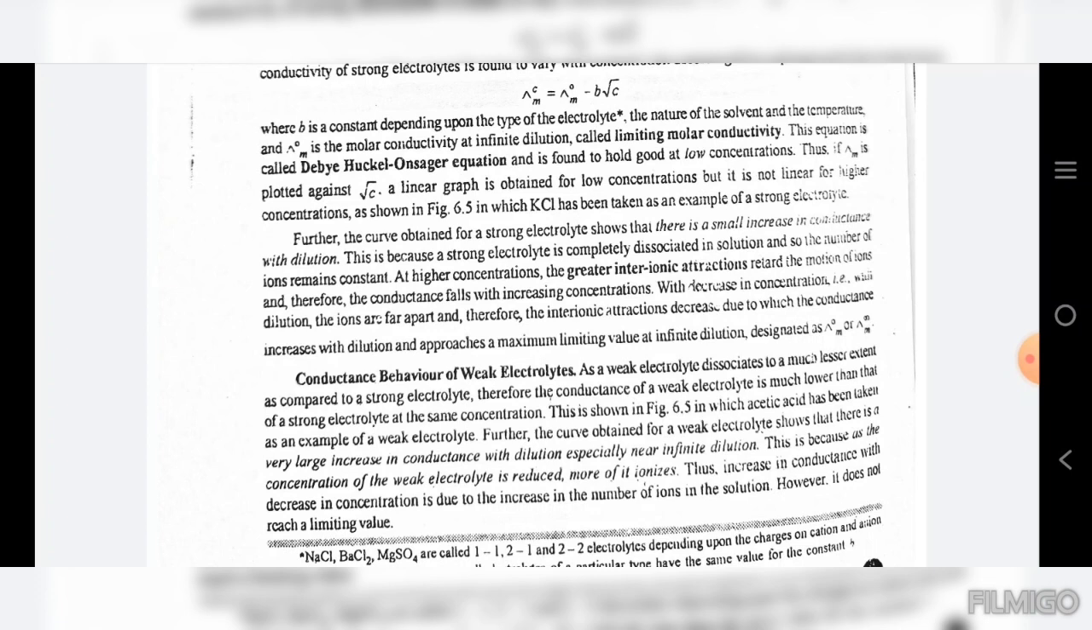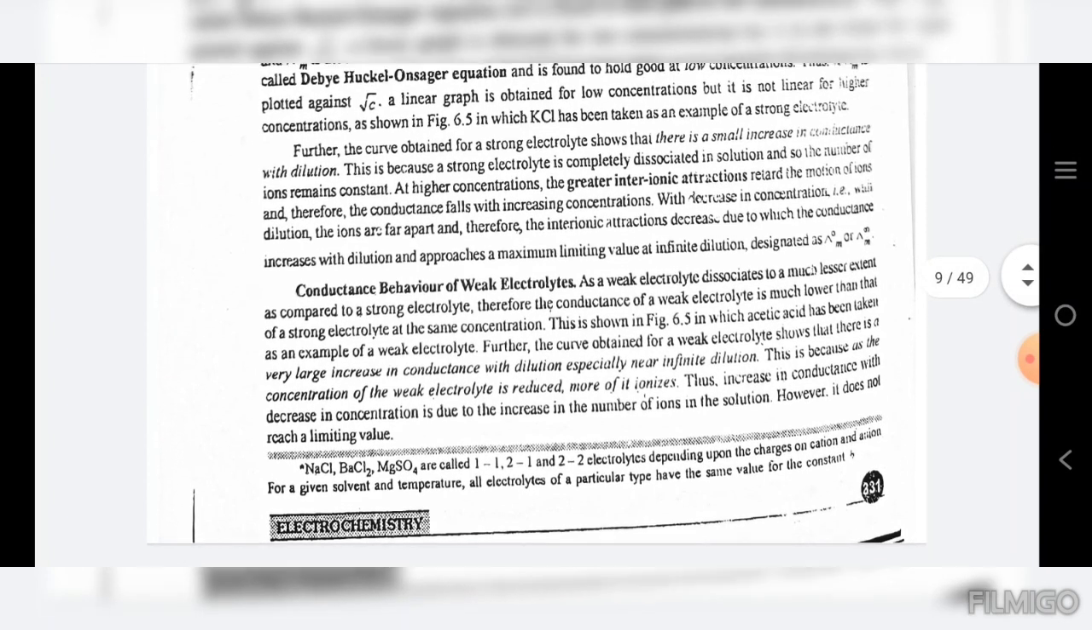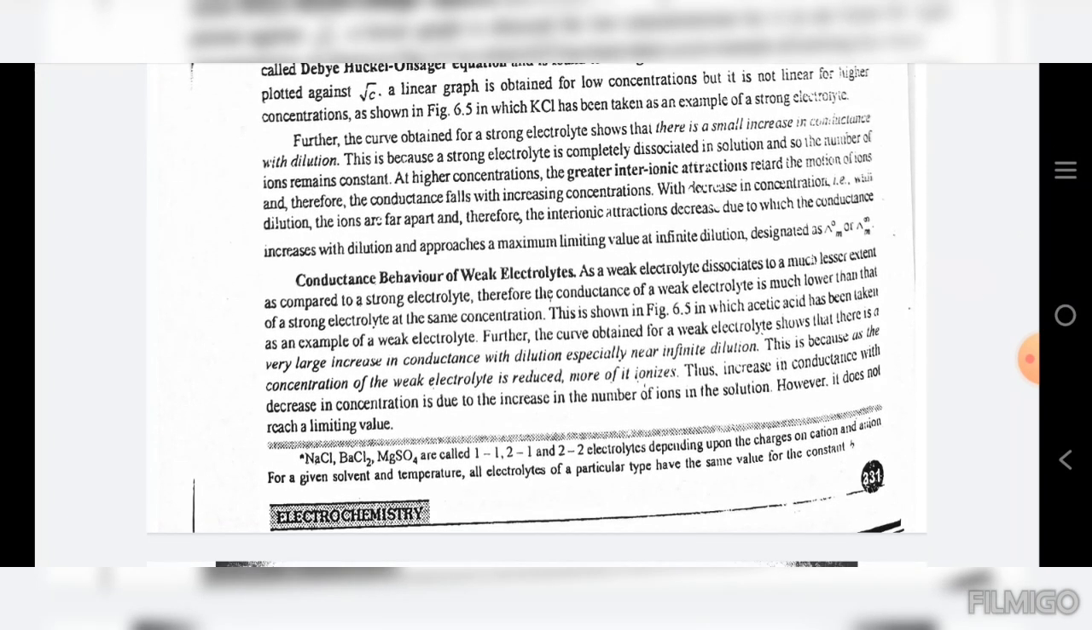When molar conductivity is plotted against the square root of concentration, a linear graph is obtained for low concentrations, but it is not linear for higher concentrations, as shown in figure 6.5, in which KCl has been taken as an example of a strong electrolyte. Further, the curve obtained for a strong electrolyte shows that there is a small increase in conductance with dilution.